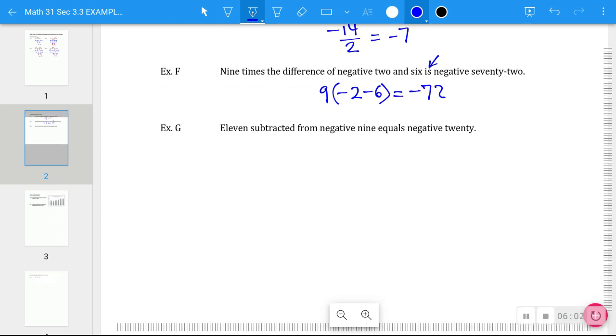Okay, the last one in this section, at least the last example, is 11 subtracted from negative 9. This is a reverse subtraction. 11 has to go behind the subtraction. Equals negative 20.